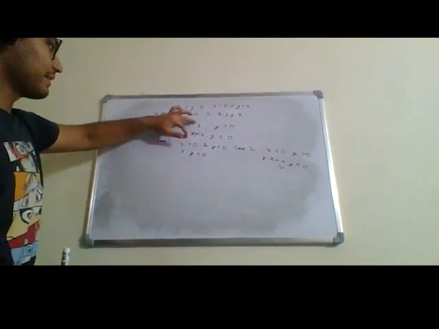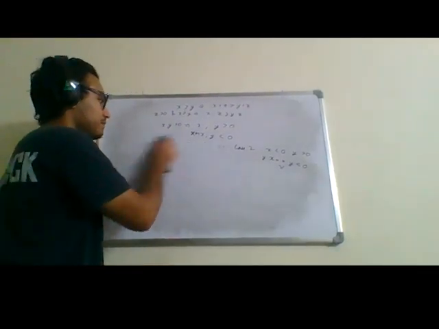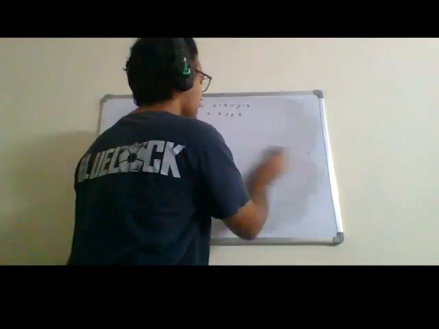And realize that this is the exact opposite of this. You'll have to use truth tables again. That's one way of doing it.